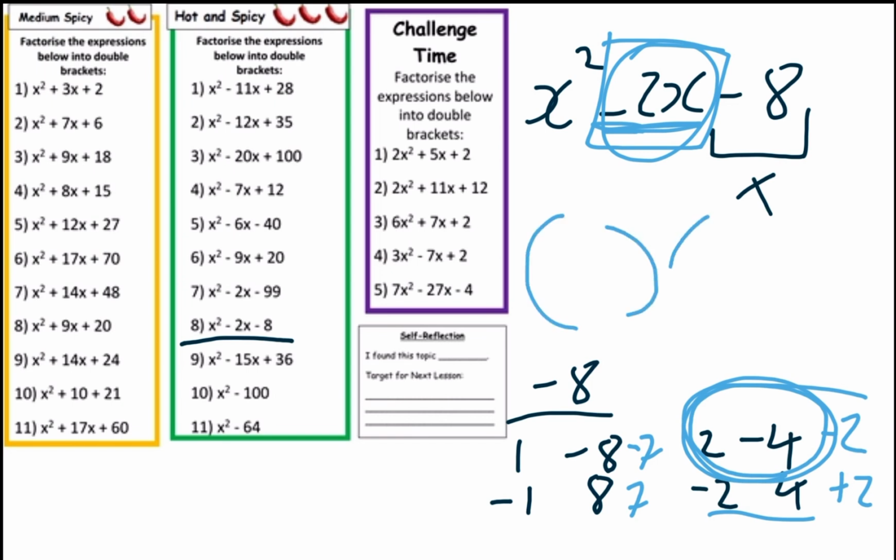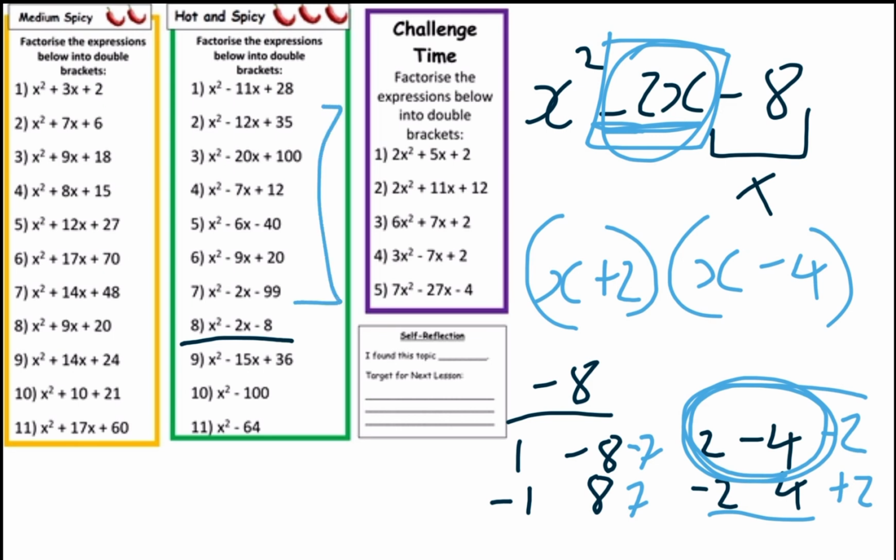So again, we open the brackets. One of them is a +2, so I have to write +2 next to it. The other number is a minus, so I have to write -4 next to it. And that's factorizing. So you need to keep practicing this with all of these, so that you've got numbers multiplying in your head that make the combination and numbers that add together.